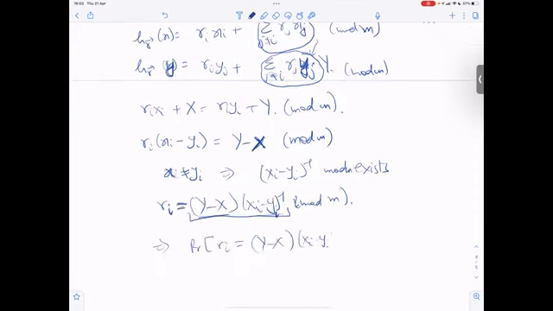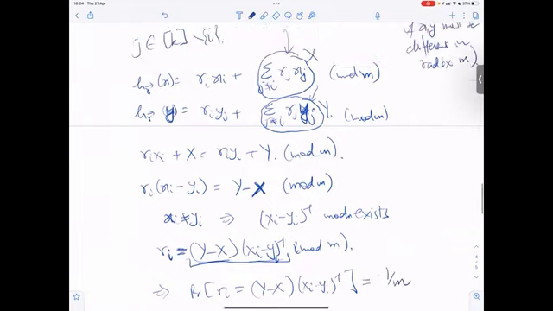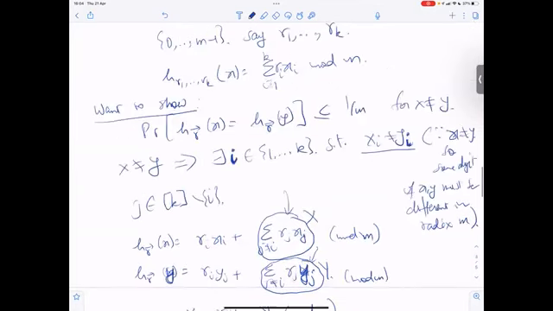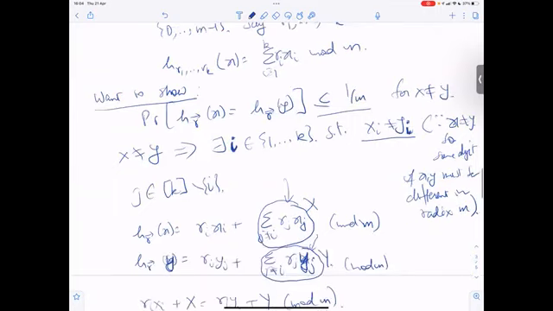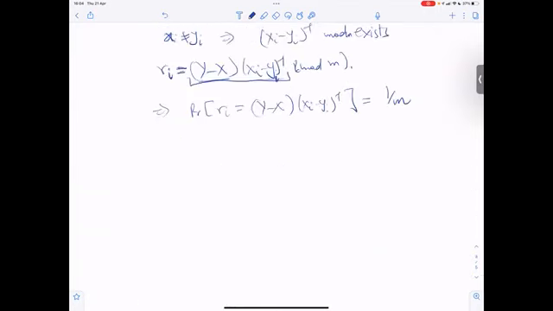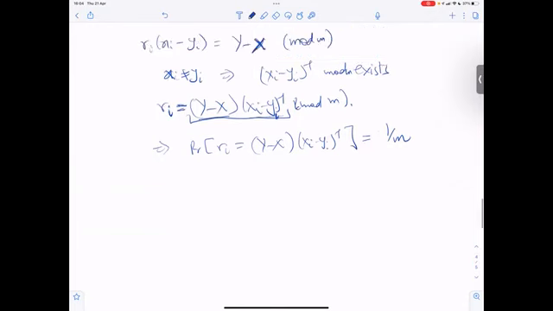So this is equal to 1 by n, correct? This is exactly equal to 1 by n. So we have proved something slightly stronger: instead of less than or equal to 1 by m, we get exactly equal to 1 by m for x not equal to y. Correct? So therefore we are done with this. Now, any questions?